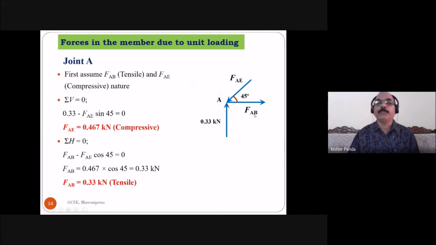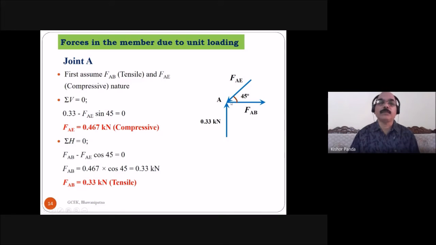Force in the member AB, FAB, and force in the member AE, FAE. So here also you have to assume the nature of the force in the member AB and AE. Assume FAB is tensile and FAE is compressive. Again, you have to apply the equilibrium equations, that is the summation of vertical force is equal to 0 and summation of horizontal force is equal to 0. Using these two equilibrium equations, you can find out the force in the member AB and in the member AE.